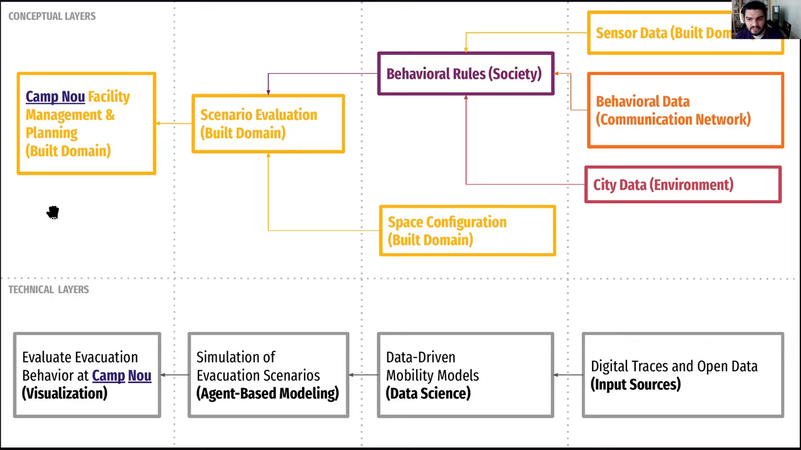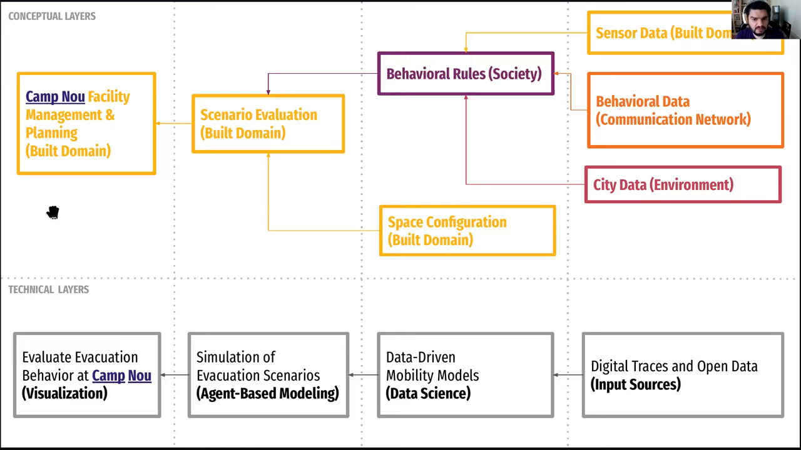And these behavioral rules are learned from our analysis of the different data sources. One comes from sensor data from the built domain. We also have behavioral data because according to the communication network, we know what people do in the city. And also we have data about the city that comes from the environment. Usually this data is managed by the city council or similar public institutions.